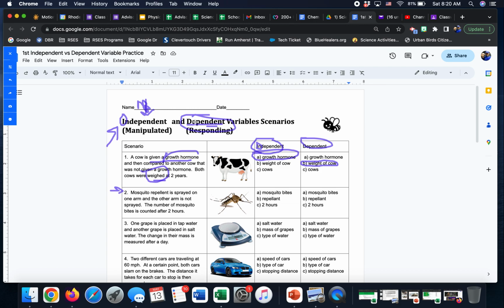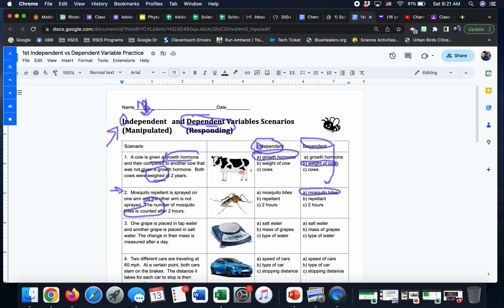Remember, when we're looking at dependent, we said dependent is what I'm measuring. What is being measured in this experiment? If we look at this last sentence, it says the number of mosquito bites is counted or measured. So that would be our dependent variable. Dependent is what we measure, mosquito bites.